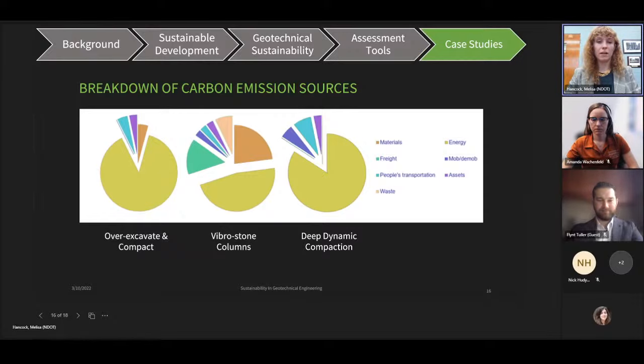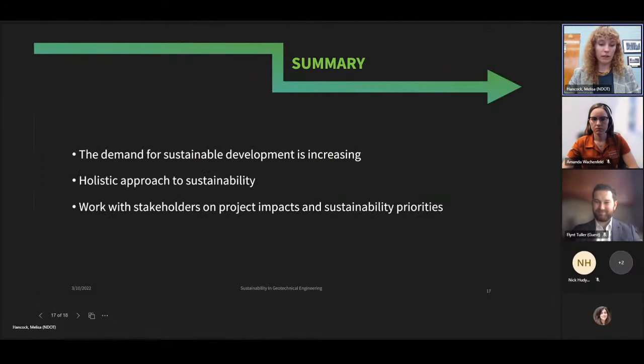The deep dynamic compaction ended up having the least amount of carbon emissions, but it had a longer time period. It was 9 weeks compared to the vibro stone columns, which was 8 weeks. And then the over excavate and compact had 12 weeks. So I think in this scenario, the client chose vibro stone columns since it had the least amount of time. And then its carbon emissions were about the same with the over excavate and compact method. So yeah, the second option was what the client went with.